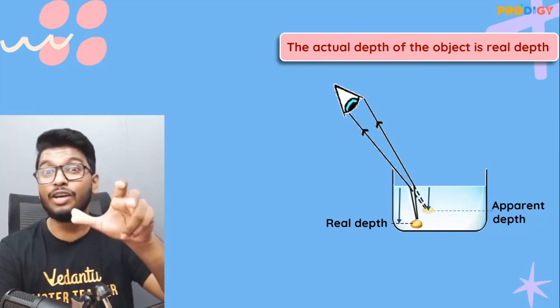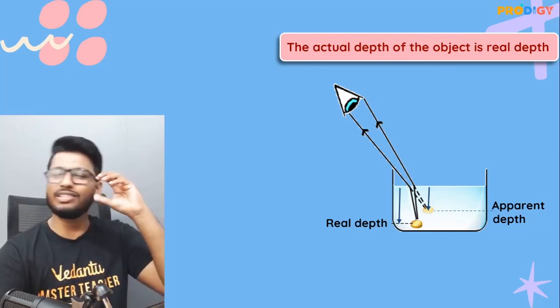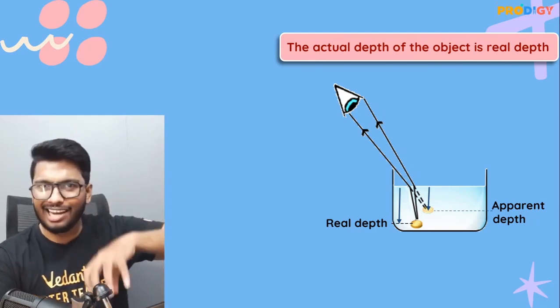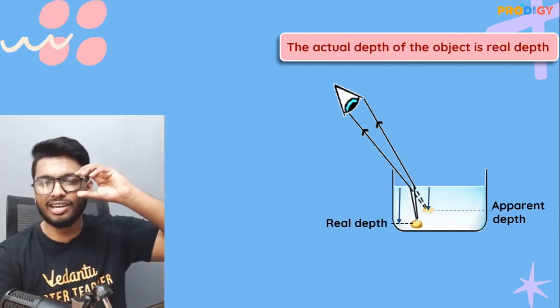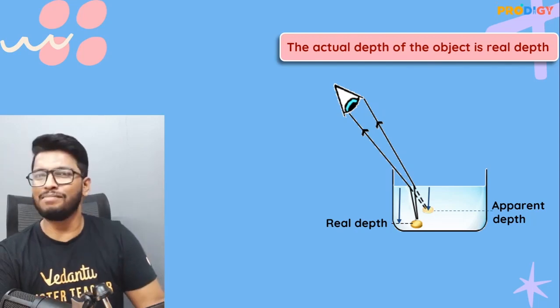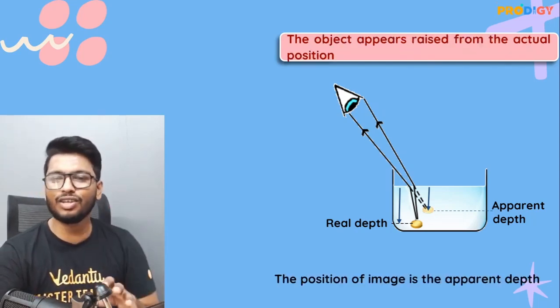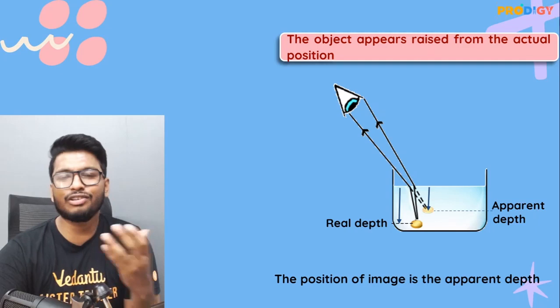What you see is an illusion, the image of the coin. That is what is called the apparent depth. And where the coin actually is in the water or in that container, that would be called the real depth. Simple. So real depth is the actual position of the coin, or the actual position of the object.